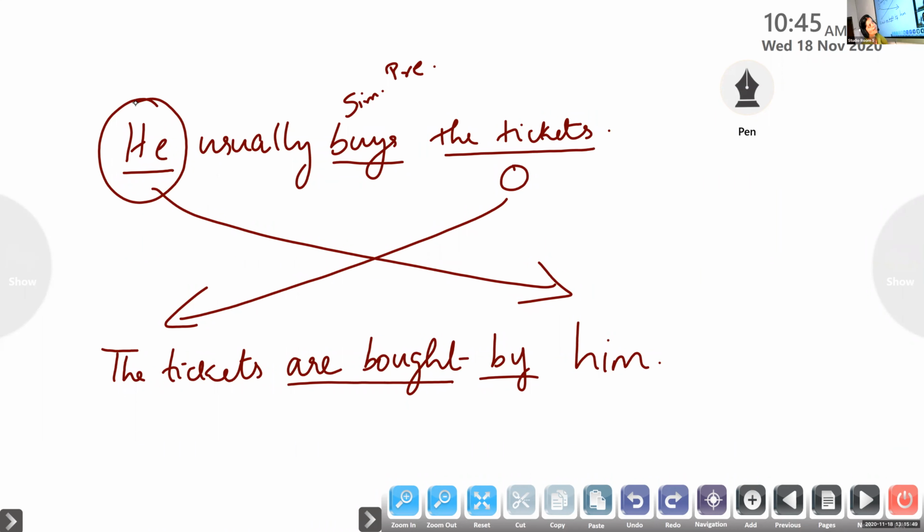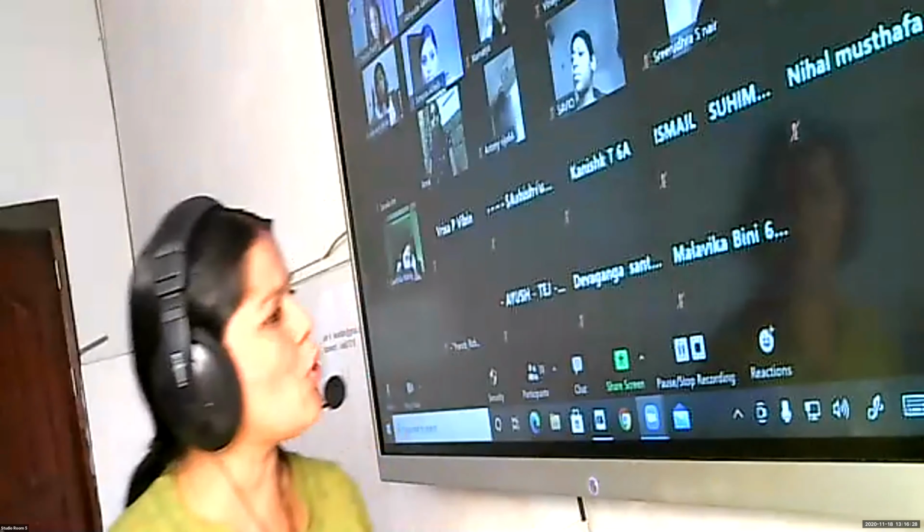So she should be her. They should be them. We should be us. Remember this. We should use these pronoun changes also. It must be in objective case. Clear? If our active voice sentences start with a pronoun, we should use its objective case in the passive voice. Am I clear, children? Yes, ma'am. So our sentence: the tickets are bought by him. Clear? Yes, ma'am. Did somebody have a doubt?